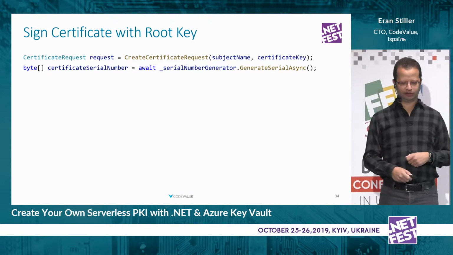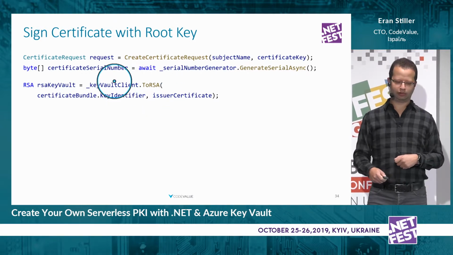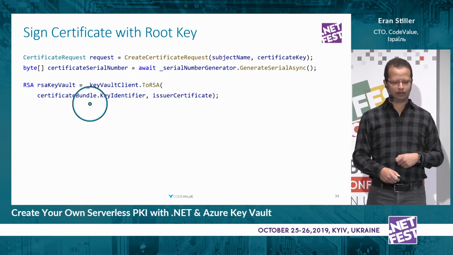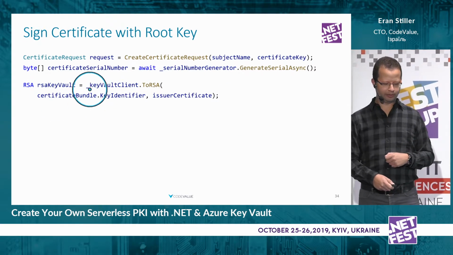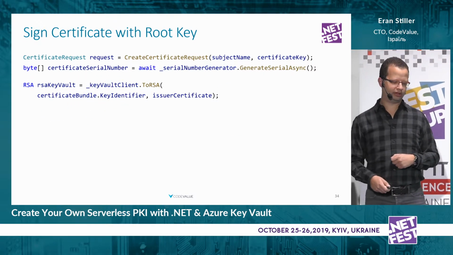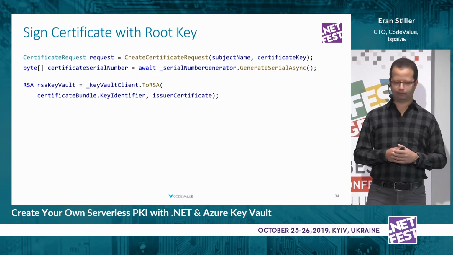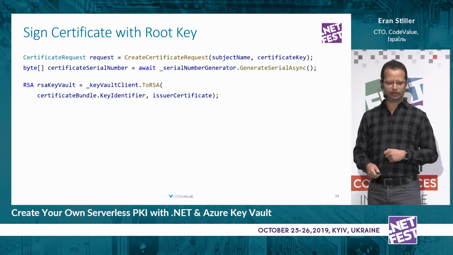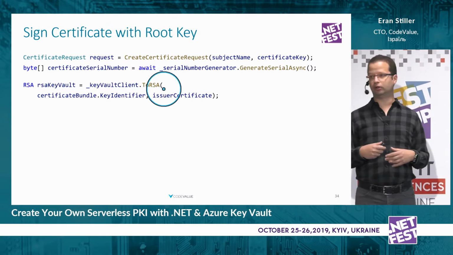Once I have the request and the serial number, the next step, and this is the important part, is to get the Key Vault client from the Key Vault SDK, and note this method, ToRSA, which returns an RSA key. Now, this extension method comes from a third-party NuGet package. It's an open source package.